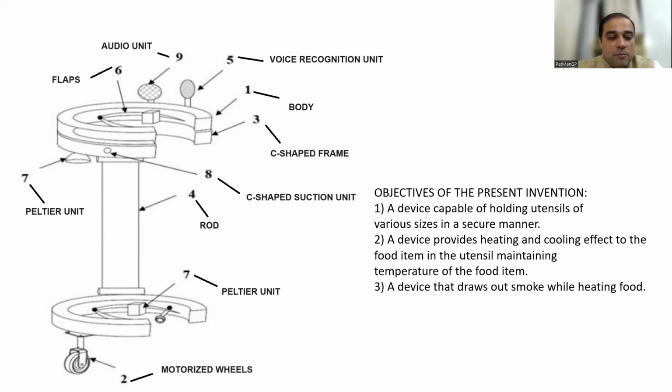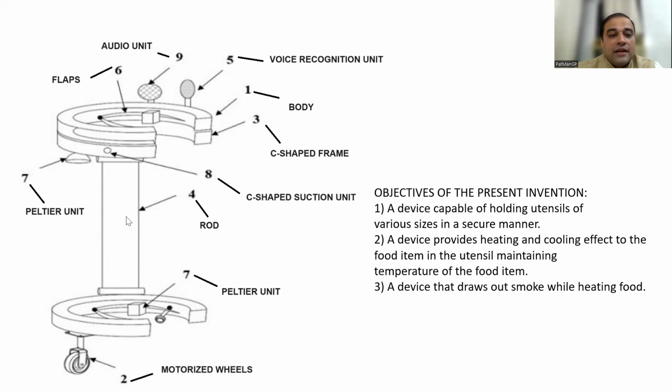So coming back to number 2, we have motorized wheels, and these motorized wheels are in signal communication with the microcontroller. The microcontroller is not shown in this diagram. Then at number 3, we have a C-shaped frame. There is a C-shaped frame over here, and at the bottom also, at the top and the bottom.